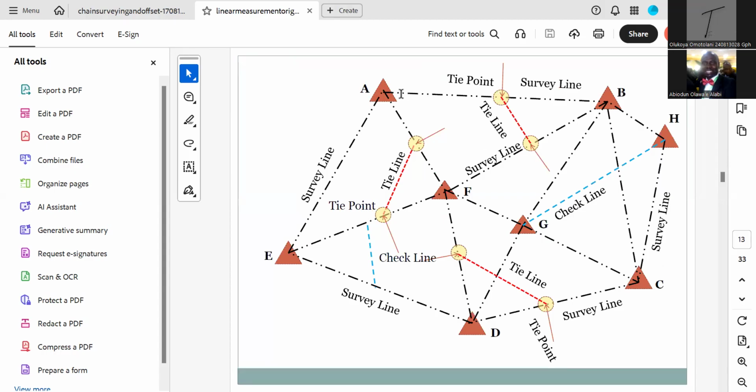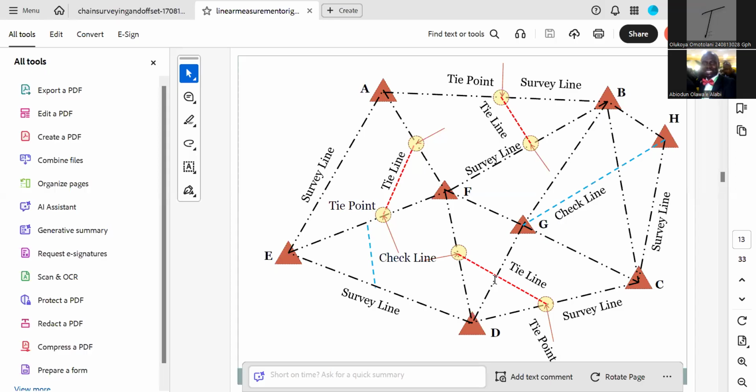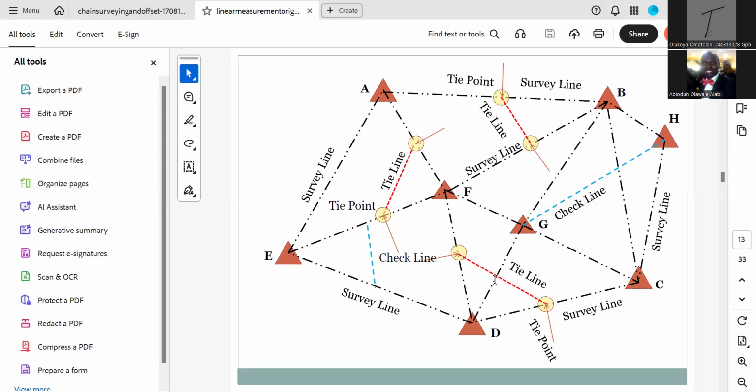A point on a survey line or main survey line joining another point within the said property. So this is a tie line. This is a tie line. And this is a tie line. So what do we use tie line for? We use it to locate interior details in the survey area. So any details that are within this property now, if we have buildings, trees, electric posts, we use interior tie lines to locate them.